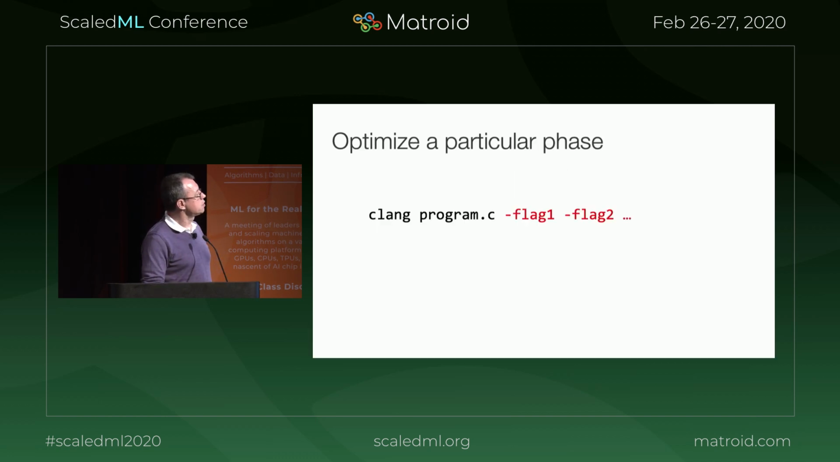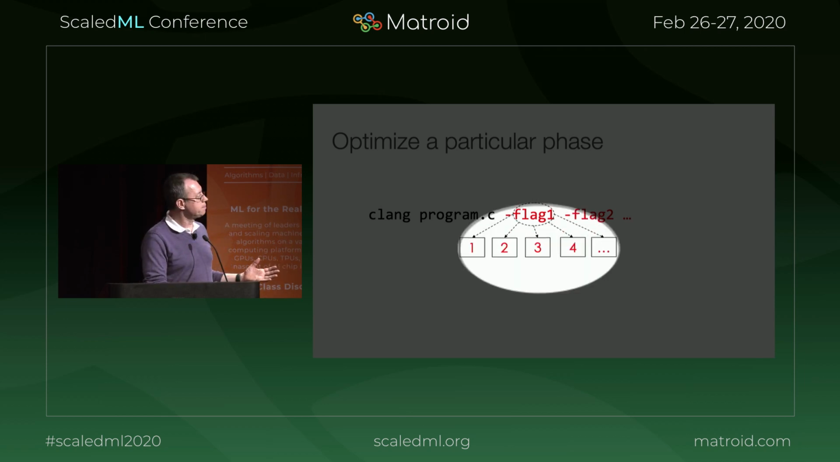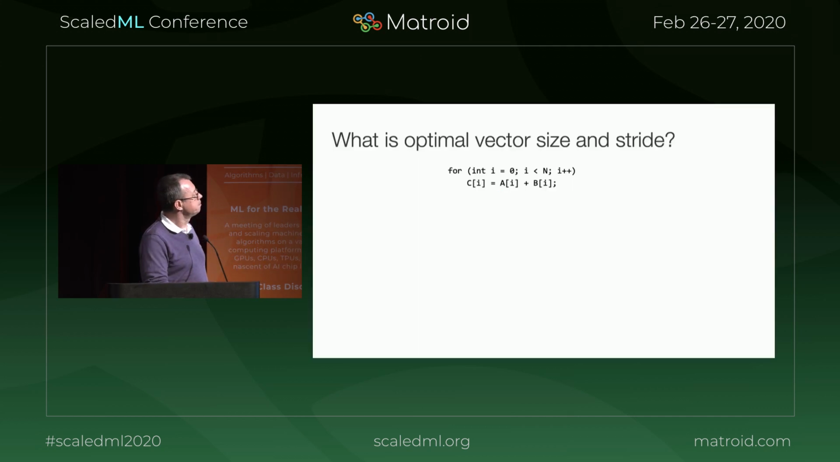So far, I've shown you how to find a good way to select which optimization phases to apply and how to order them. But each optimization phase is actually quite complex in itself. It has multiple parameters. So now I'm going to talk a little bit about how we choose the parameters, the arguments of an optimization phase.